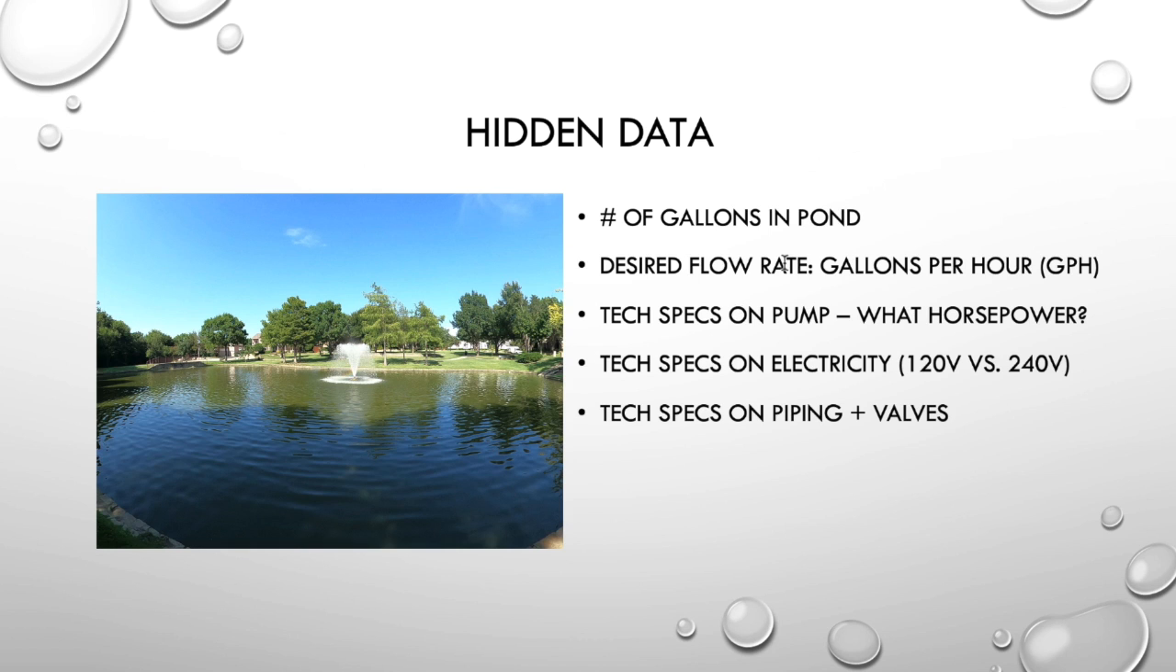What's a desired flow rate? What is the flow rate for the pump or pumps that are used here? This is usually gallons per hour, or GPH. What is the power of the pump in terms of horsepower? What kind of electricity is being used? Is it 120 or is it 240 volts? What about the specs on the piping? What are the diameters of the pipes? How much in the way of piping and joints and valves are needed?